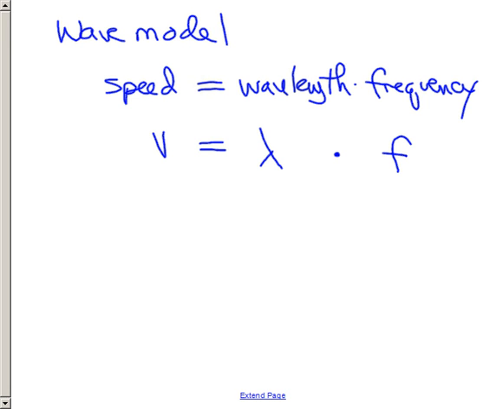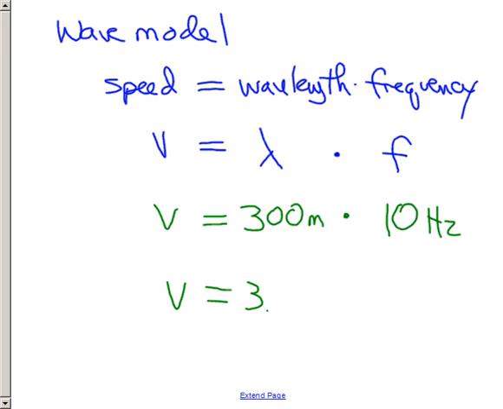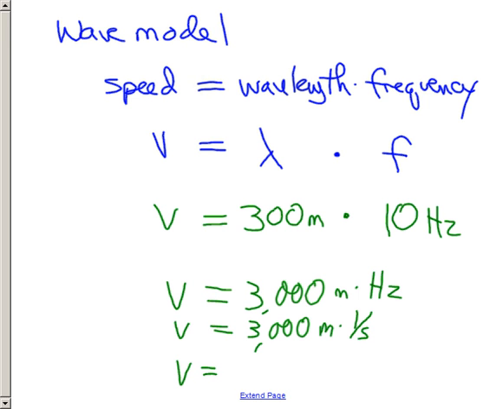So an example might be something like, if you had a wave that had a wavelength of 300 meters, and its frequency was maybe 10 times a second, or 10 hertz, that would let you actually calculate what the speed of this wave happened to be. In this case, it's just 300 times 10, or 3,000. And that would be meters times hertz. Remember that hertz is just 1 over seconds. So that would actually give us 3,000 meters every second.